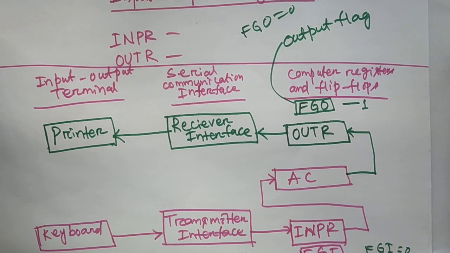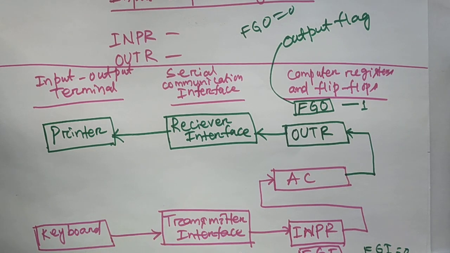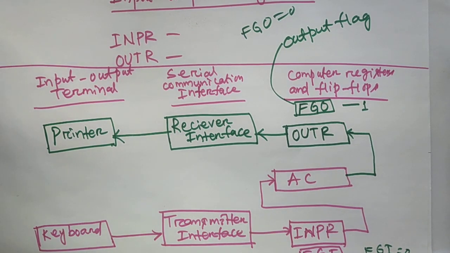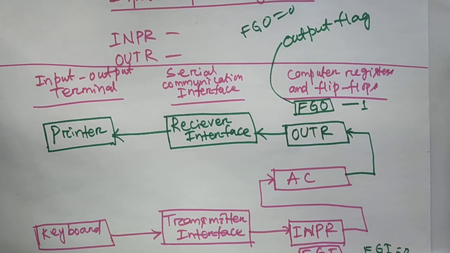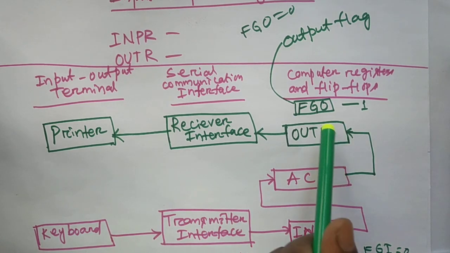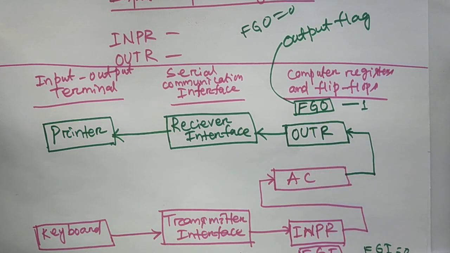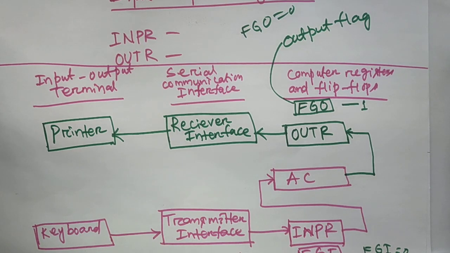This input output configuration has 3 components. One is the input output terminal, another is the serial communication interface, and next are the computer registers and flip-flops. Based on that, we can define the different parts. The input output terminal is the printer or keyboard. The serial communication interface is the receiver and transmitter. The computer registers are the output register, accumulator register, or input register. From the flip-flop point of view, we have FGO, the output flag, and FGI, the input flag. In this way, we design the input output configuration.